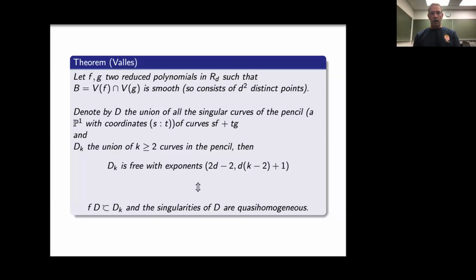exactly when f times D, remember D was the set of all the singular points, and f is one of these defining polynomials, it could as well be g, that the union of those singular points is contained in D_k, which is the union of the curves making the pencil. But notice we still have this hypothesis about the singularities being quasi-homogeneous.